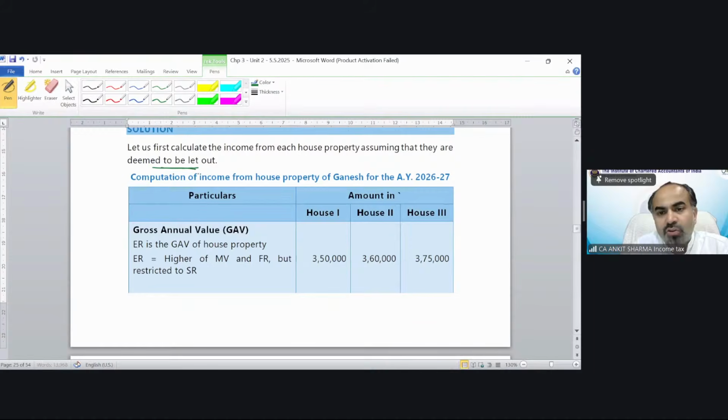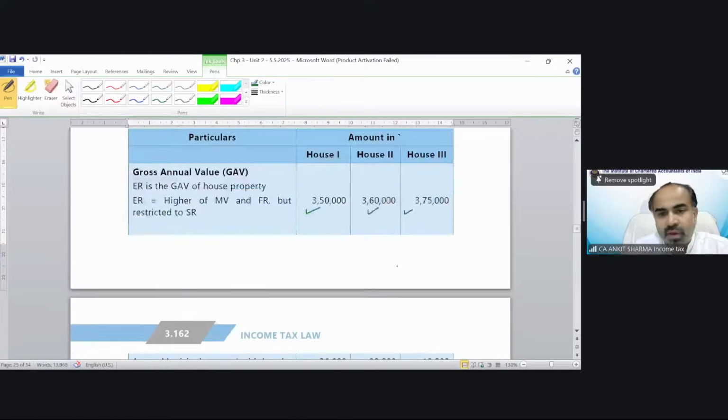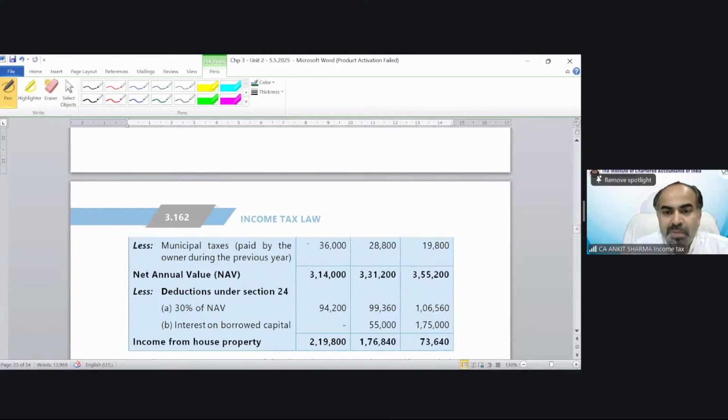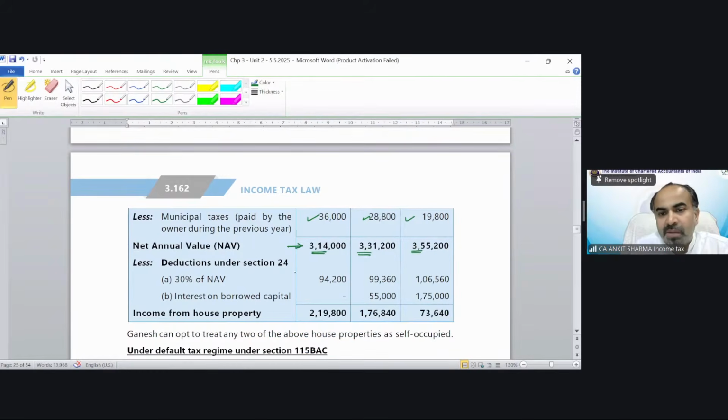Deemed let out case solution. You can see we have found the GAV accordingly. The municipal taxes we have reduced. So we are having our net asset value 314, 331, 355. Then 30% NAV deduction for standard deduction. Interest is fully allowed because it's a deemed let out case.